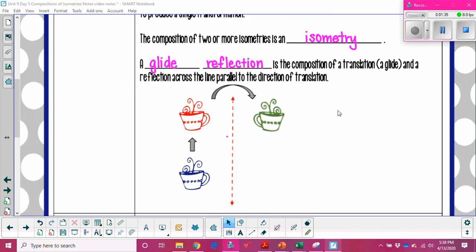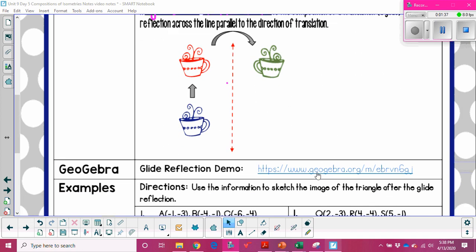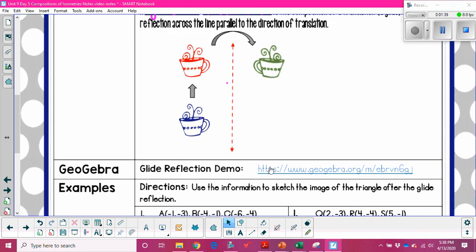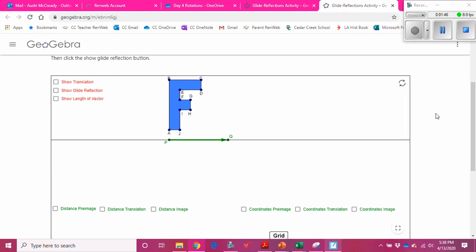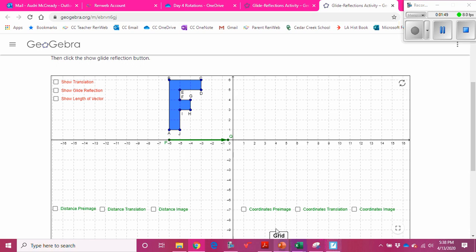Let's look at what this looks like on a graph. Let's go to GeoGebra real quick. Looking at this figure here, let me get the grid up. This figure F right here, I'm going to translate it to the right. I'm going to use this vector right here. Let's move it this far. Let's translate it over here. So there's a translation of this letter F.